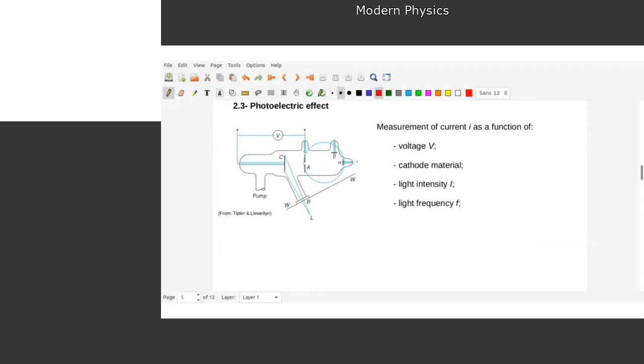was measure the current I as a function of a few parameters, a few variables. You measure it, of course, as a function of the voltage V between the two electrodes. They measure it as a function of the cathode material, but this is something we will see at the end. They measure it as a function of the parameters of the light. So you have two things: the intensity and the frequency of the light, essentially the color of the light.